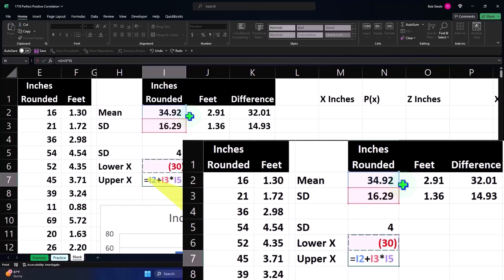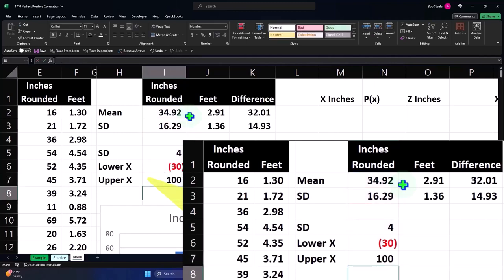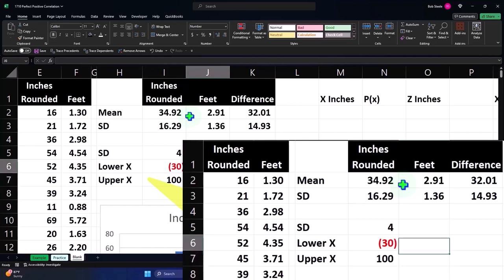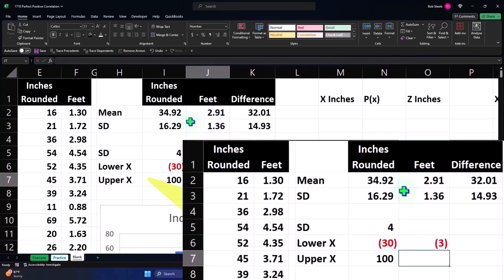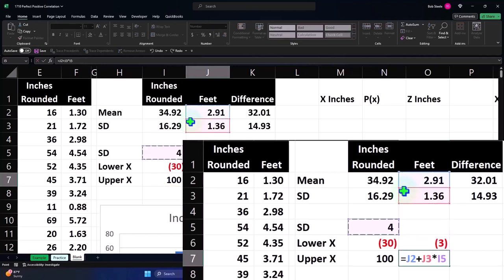deviation times 4 standard deviations. Okay, that is making more sense. And then this one, if we do it in feet, is going to be equal to the feet middle point, the mean, minus the standard deviation times 4. I'm not times, minus the standard deviation times 4. So middle point minus 4 standard deviations will get us to the lowest x. And then we'll take the upper x, which will be the middle point plus the standard deviation times 4.